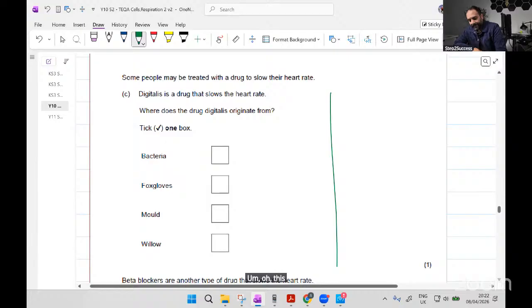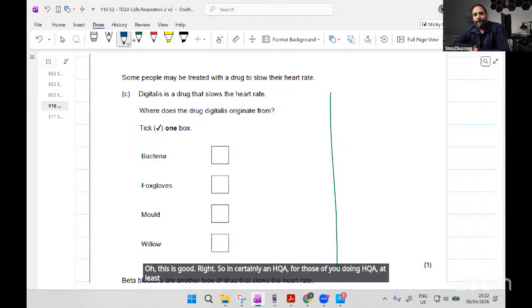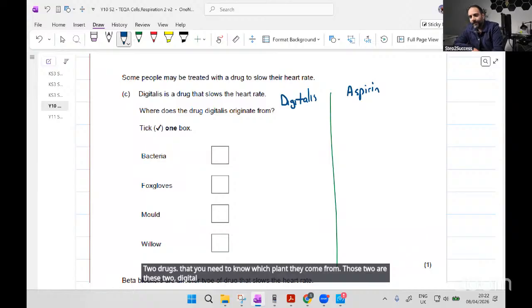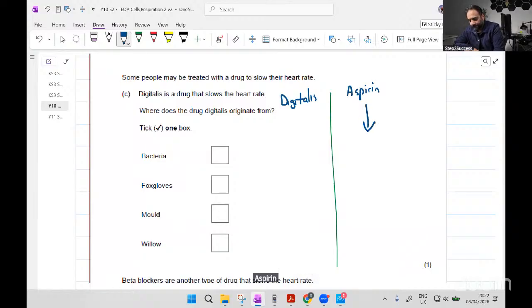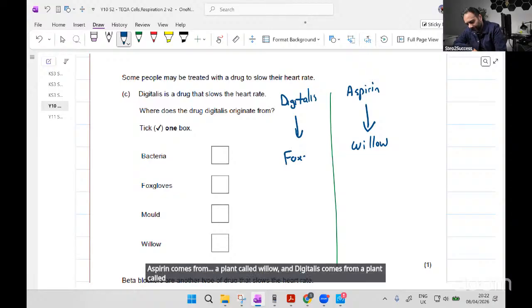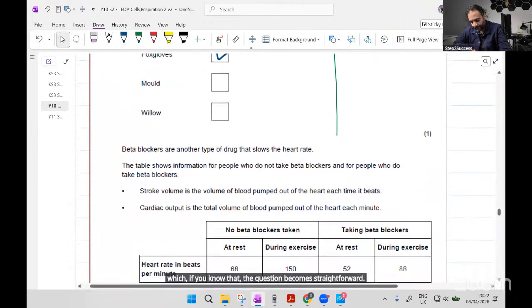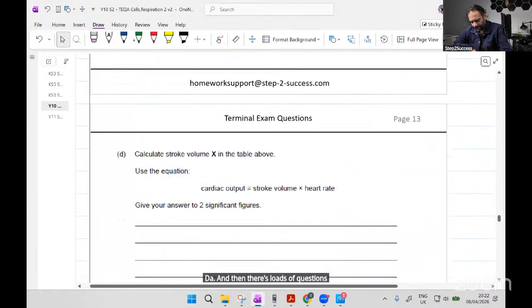Oh, this is good. Right. So certainly in AQA, for those who are doing AQA at least, there are two drugs that you need to know which plant they come from. Those two are digitalis and aspirin. Aspirin comes from a plant called willow, and digitalis comes from a plant called foxgloves, which, if you know that, this question becomes straightforward. And then there are loads of questions here about these, which you could have a look at.